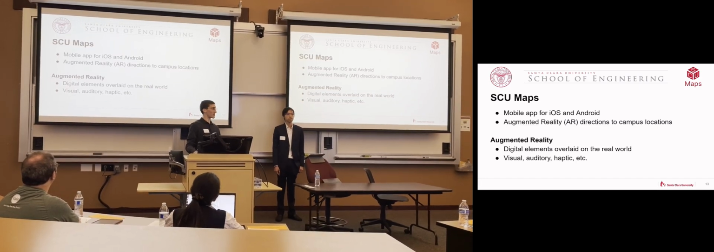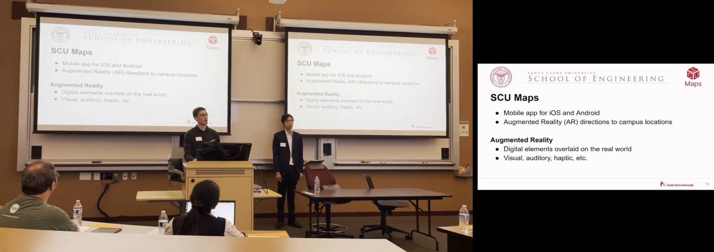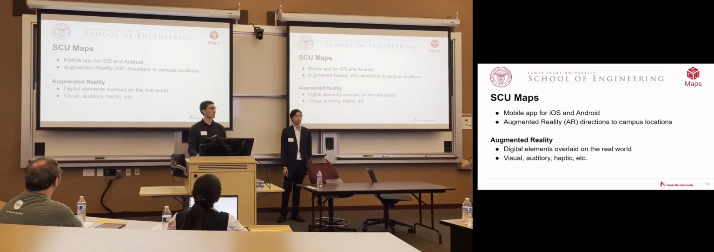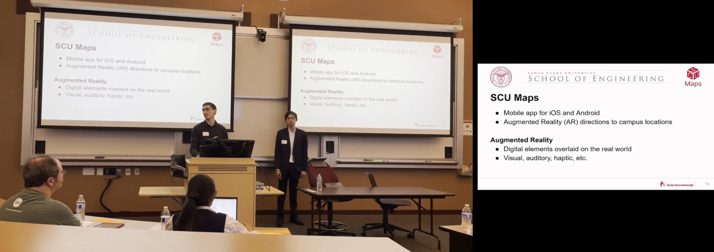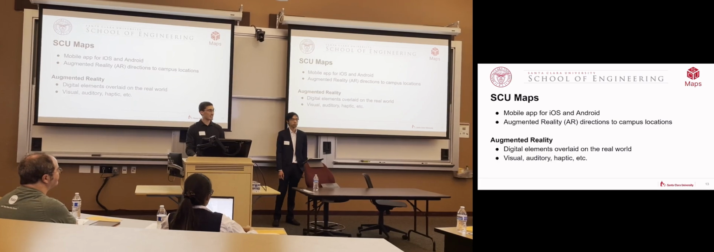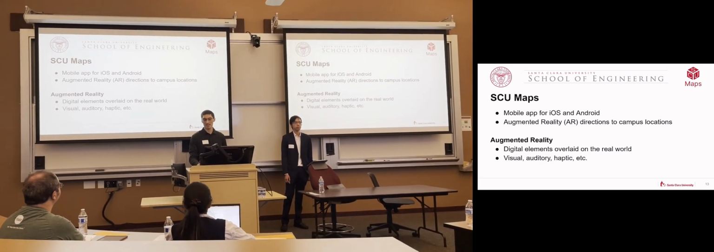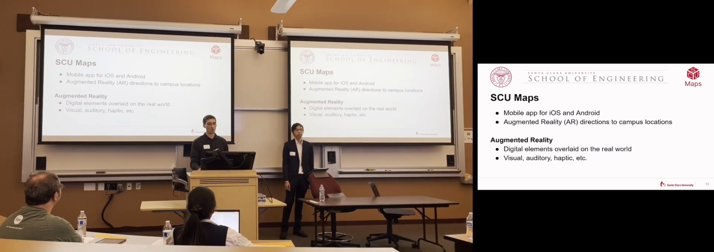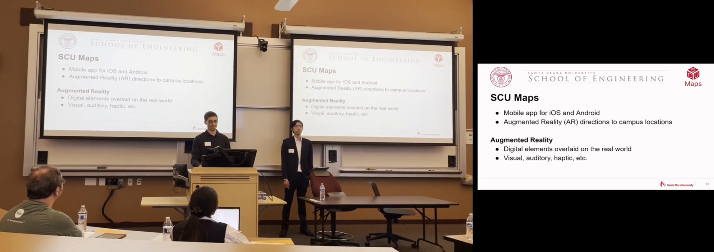So what is our project? SCU Maps is a mobile app for iOS and Android that provides augmented reality directions to different campus locations. For those of you who are not familiar with augmented reality, it can be defined most broadly as digital elements overlaid on top of the real world. And these digital elements could be visual elements like an arrow being placed on top of a camera feed, or auditory elements like sounds being triggered when you approach a certain location, or haptic feedback like your phone vibrating to let you know of changes in the environment.